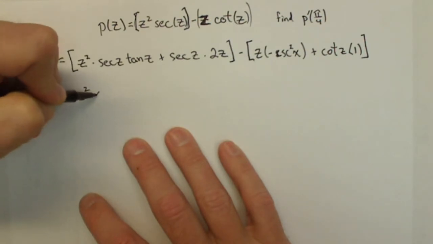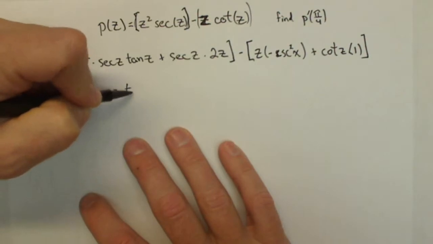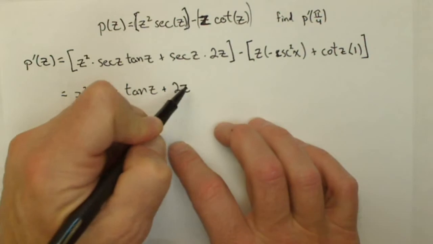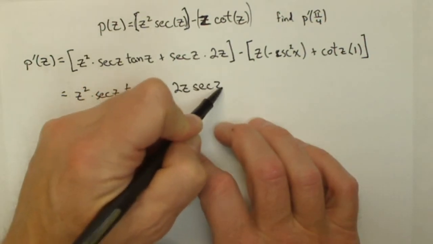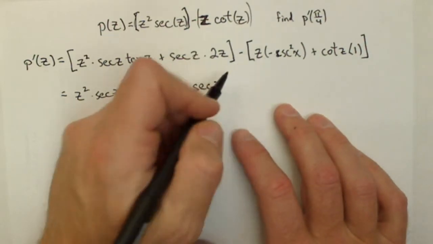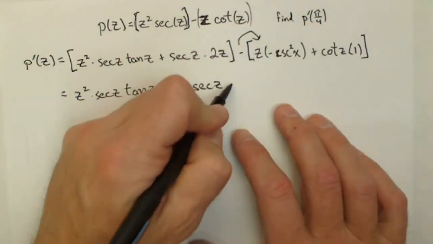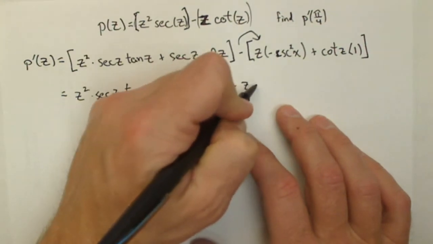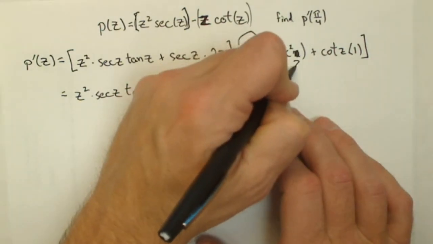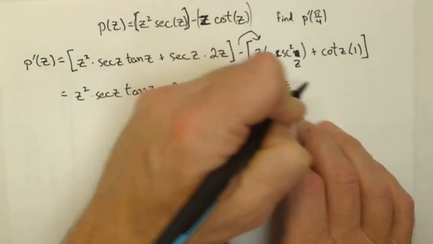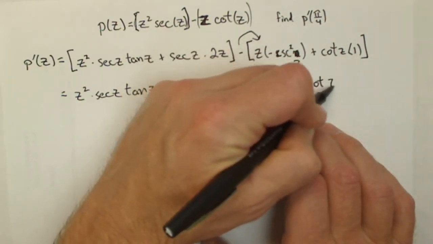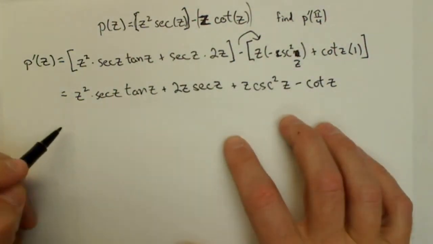Z squared times secant z tangent z plus 2z secant z. Now this will be a negative z cosecant squared, but then distributing that negative will turn it into a positive z cosecant squared. I wrote an x there before, that should have been a z, minus cotangent of z. So nothing's going to cancel.